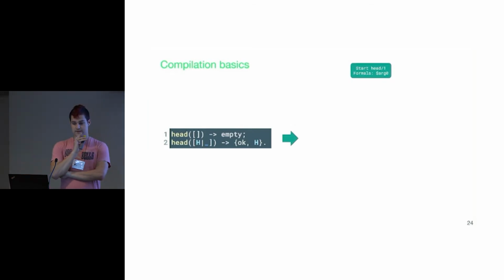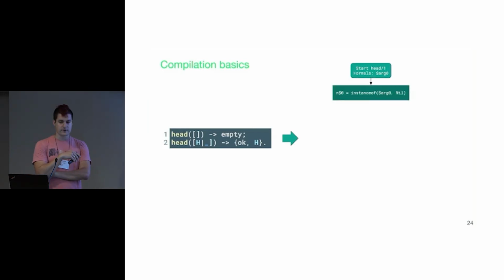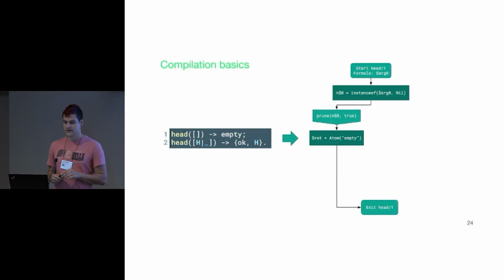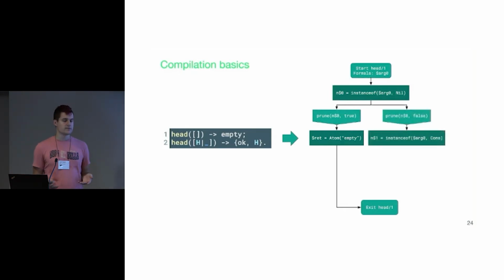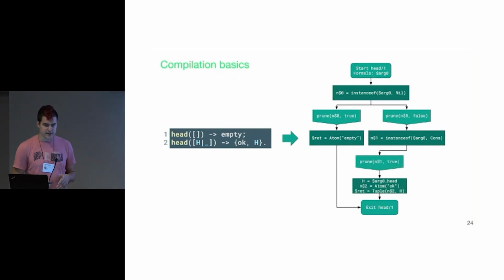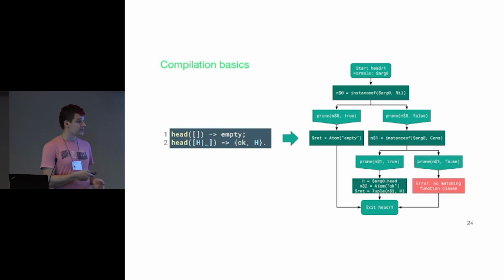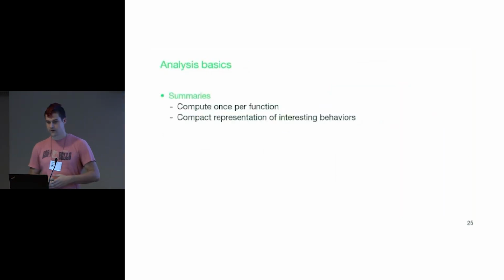And then on the analysis side, as I mentioned, Infer is working based on summaries, which are computed once per function. And basically, they are a compact representation of interesting behaviors. They are somewhat similar to these pre and post conditions that we've heard in one of the earlier talks. So for example, for this head function, we could infer three summaries. The first one is that if it's a nil, then the precondition is that it's a nil. The postcondition is that it returns empty. Then we have one for cons, and then we have the error state when the argument is neither nil nor cons.